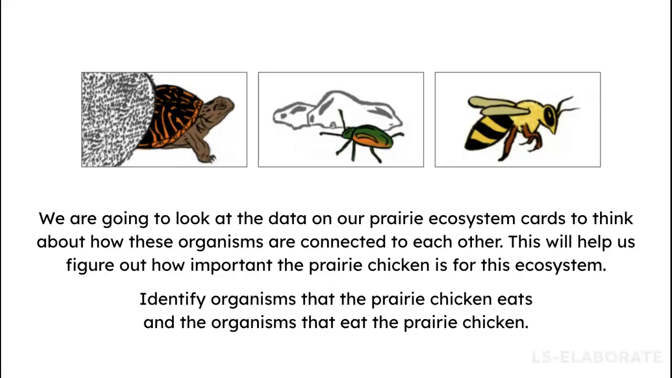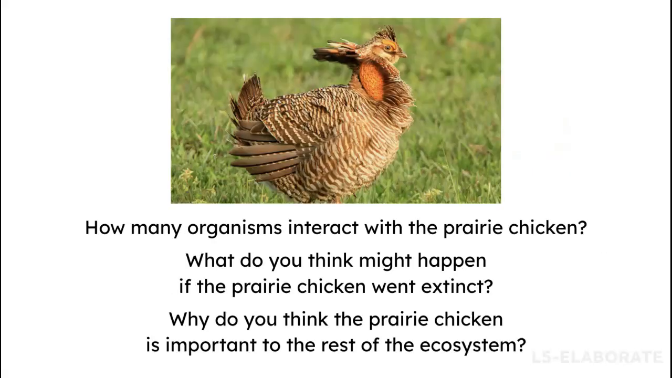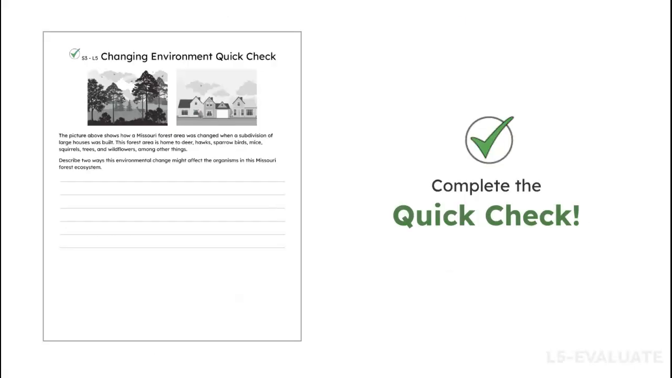For the Elaborate portion, you'll have students participate in the Interactions on the Prairie activity. In this activity, students will identify the relationships between the prairie chicken and the other prairie organisms using the prairie cards. You'll also complete the summary chart discussion. For the Evaluate portion, you'll have students complete the Changing Environment Quick Check student journal page.